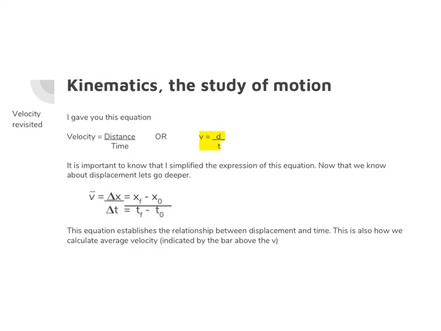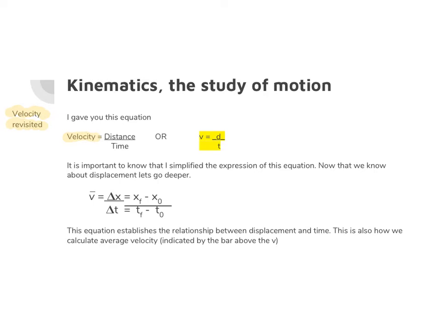So let's revisit velocity. We've talked about velocity in the past, and I just want to clarify our equation for velocity because we're going to be talking a lot about it. I gave you this equation: velocity is distance divided by time, or v equals d over t. I simplified this equation a little too much, so it's important to know that I had simplified the expression of the equation.